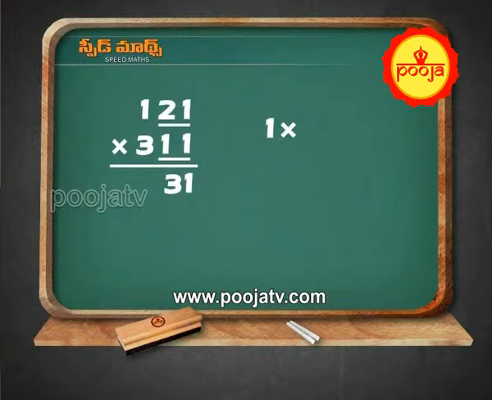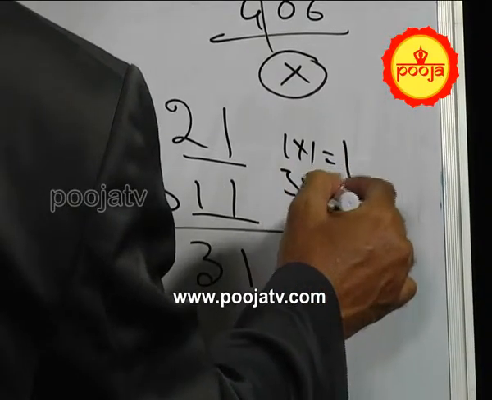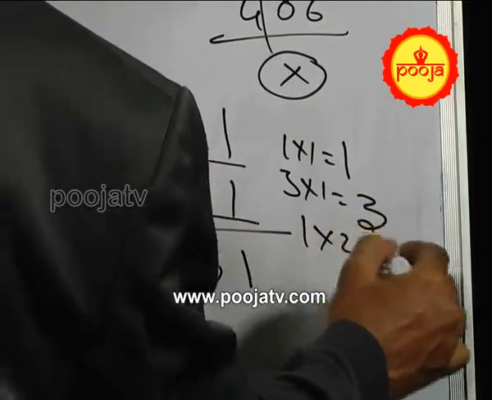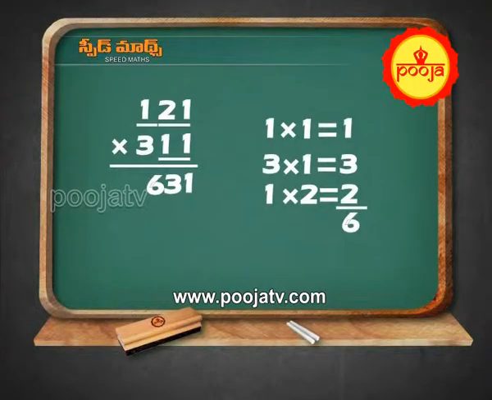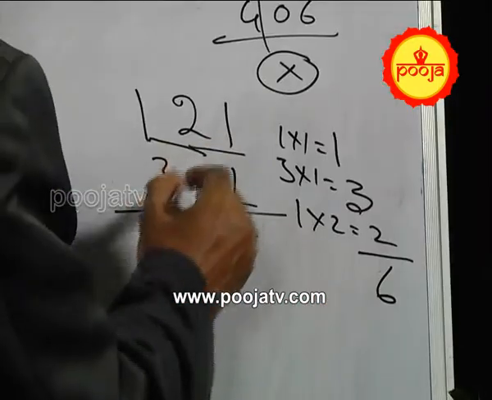1 into 2, 2; 1 into 1, 1. So, 2 plus 1, 3. Next, all the 3 you have to cross multiply. That is, first edges, next middle. So, 1 into 1, 1. Next, 3 into 1, 3. Next, 1 into 2, 2; 4 plus 2, 6, right? 4 plus 2, 6. So, all the 3 are over.